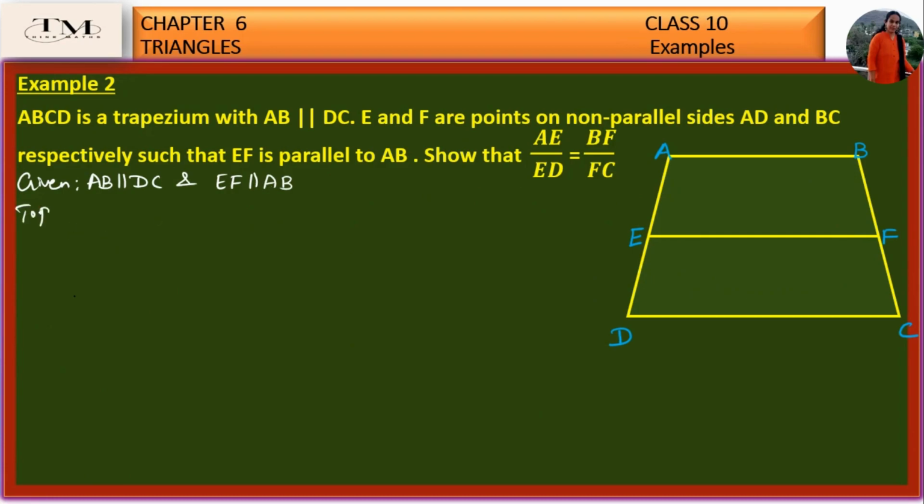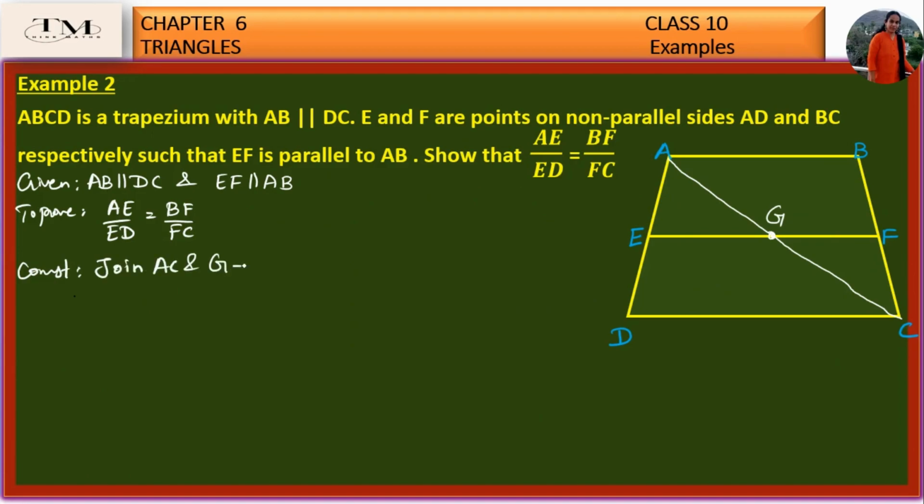What we have to prove? We have to prove AE by ED equal to BF by FC. So that is a ratio. So now we have to use the basic proportionality theorem. For that we need a triangle. So I am going to join AC. This AC meets EF at G. So what is the construction? The construction is to join AC, and there is a point G on EF. So these are the constructions we did.